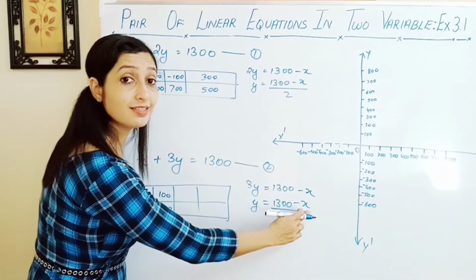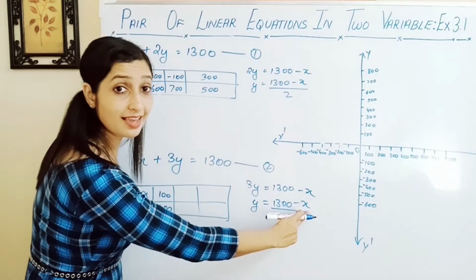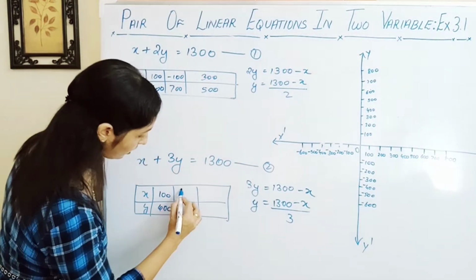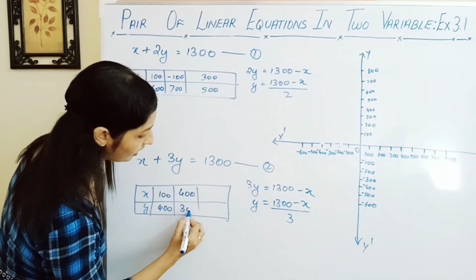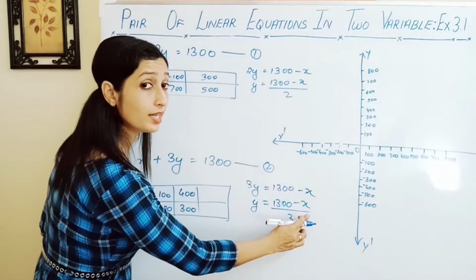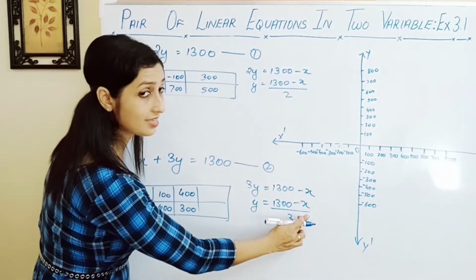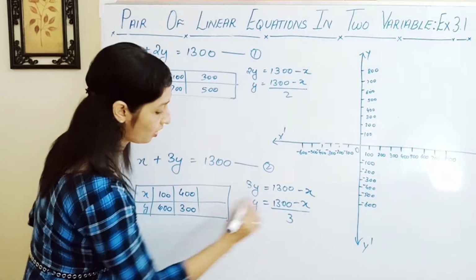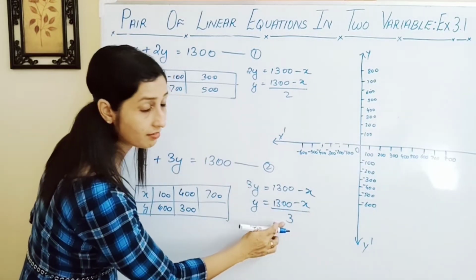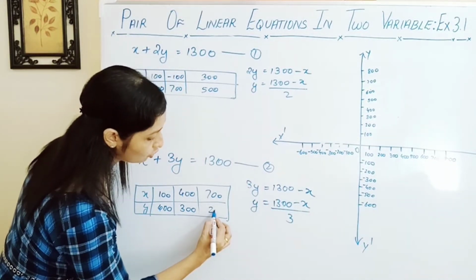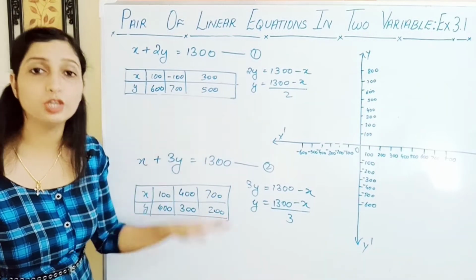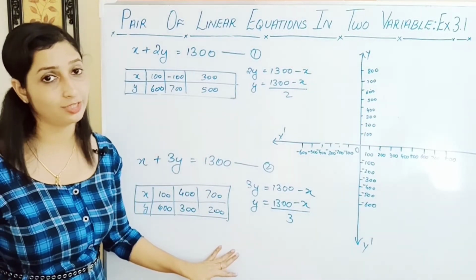Now what can I take the second value for x? I take x as 400. So then what do I get y as? When x is equal to 400, I get y as 300. Now what is the next value which I can take? I can take x as 700. So I get 1300 minus 700 by 3, I get 200. So now we have got the solution set for both the equation, and now let's start plotting the graph.